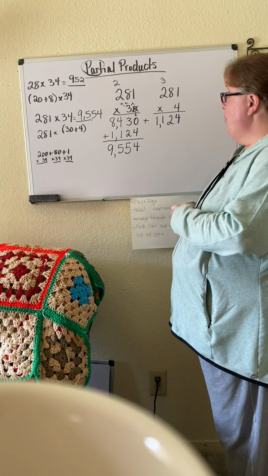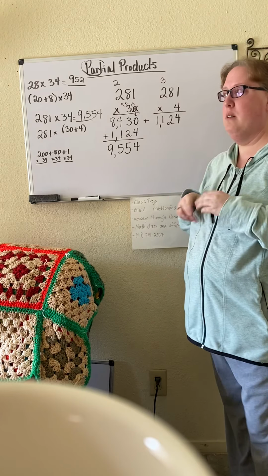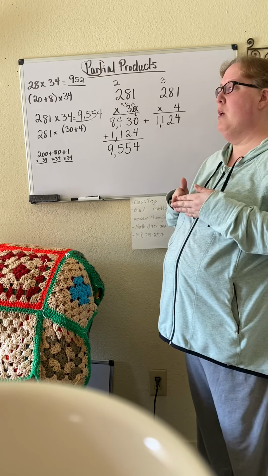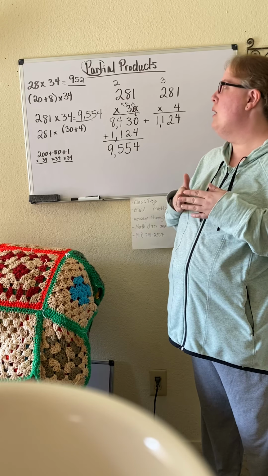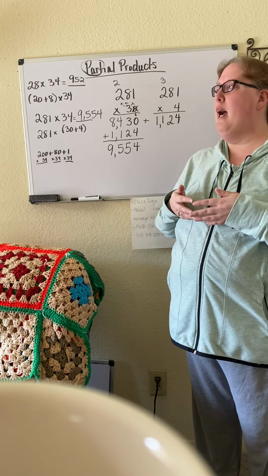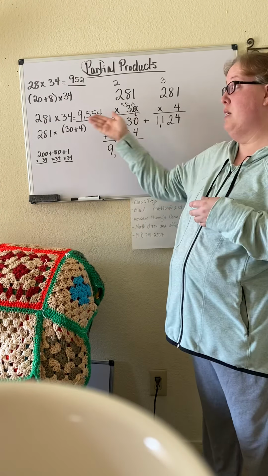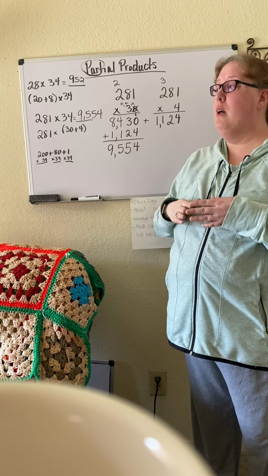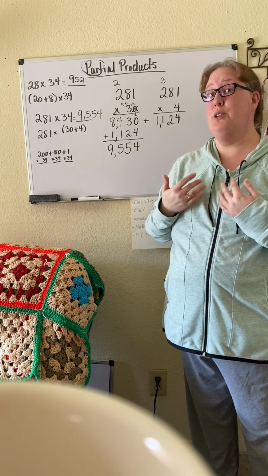So as you can see, if you watched the last video on the box method, this takes a little bit less time. And we can kind of break it apart a little bit, so it's not so hard as the standard algorithm. However, it should be quicker than the box method, especially when you get to the 3-digit times 2-digit. So hopefully we're okay with this strategy and we can start using that more.